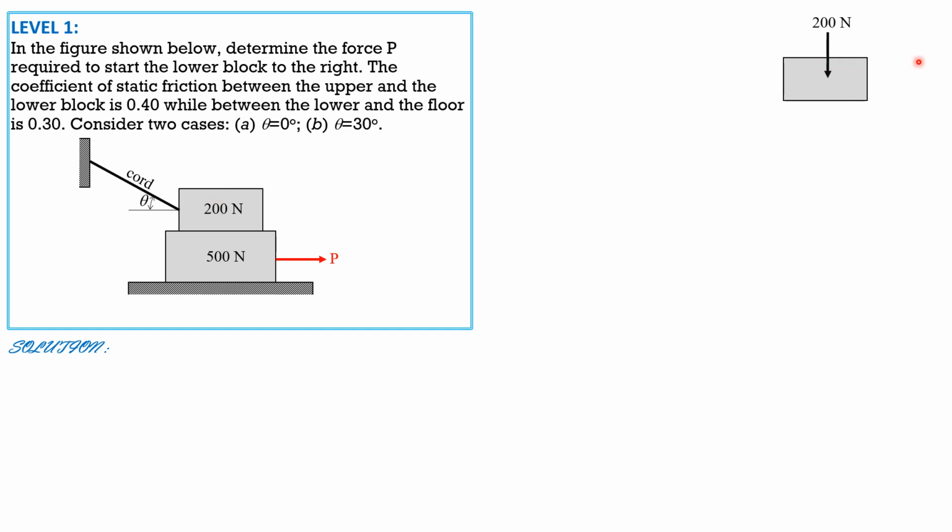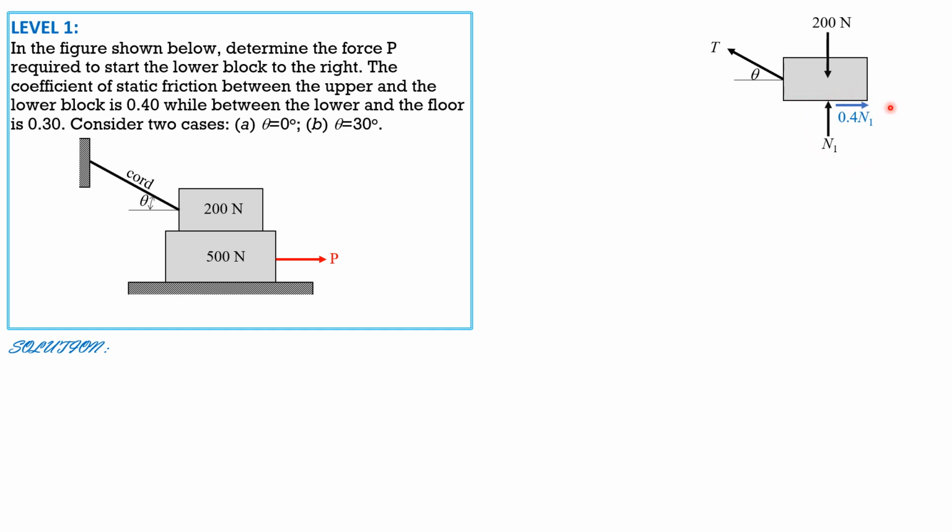So we have the block, its weight 200 newtons, then the normal reaction, call that N1. Then we have tension, which makes an angle of theta in general. Then friction, because the question is to determine the value of P required to start the lower block to the right, so that means we have impending motion. Therefore, the maximum frictional resistance for impending motion is 0.4 of the normal, so we have 0.4 of N1, which is rightward on this upper block, at the bottom of the upper block.